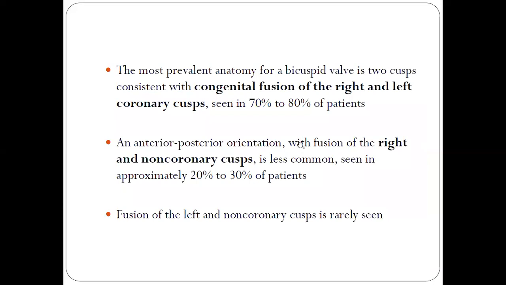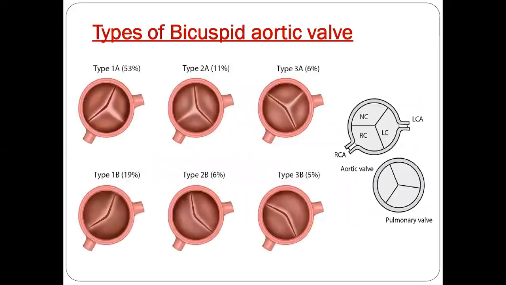The most prevalent anatomy for the bicuspid aortic valve is two cusps consistent with congenital fusion of the right and left coronary cusp, seen in 70 to 80% of patients. An anterior-posterior orientation with the fusion of right and non-coronary cusp is less common, seen in approximately 20 to 30% of the patients. The fusion of the left and the non-coronary cusp is rarely seen.